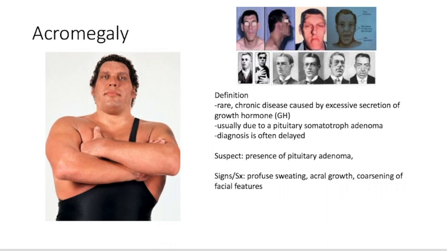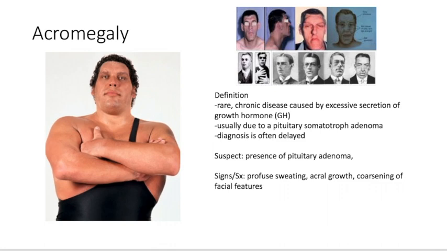Acromegaly. So this is a rare chronic disease caused by excessive secretion of growth hormone. Here are just a couple. Andre the Giant was one of them. And this is due to a pituitary somatotroph adenoma. So we have that acral growth. We have coarsening of features, and they have very distinct looks to them.